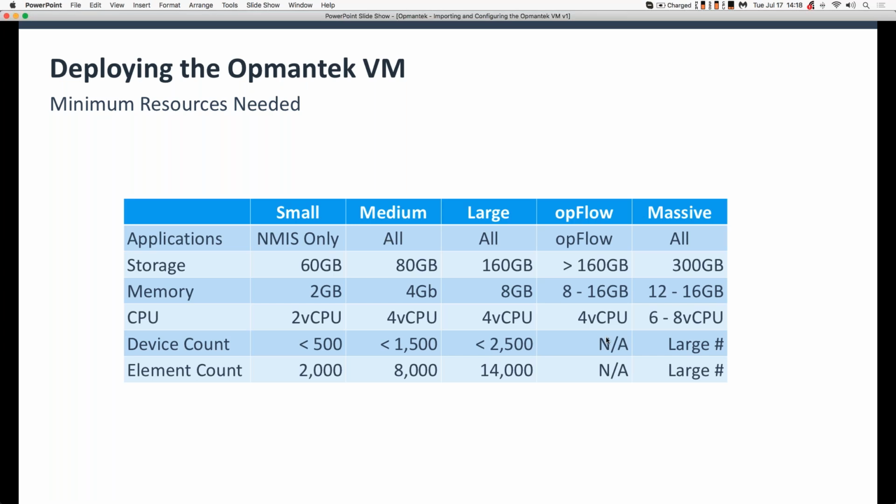opFlow is a little different than the applications themselves. opFlow generally, you want to start with something greater than 160 gigabytes of storage, and anywhere from 8 to 16 gigabytes of memory, and at least 4 virtual CPU. Although frankly, I would really recommend somewhere between 6 and 8 CPU. opFlow tends to be more memory intensive than CPU, but if you want to be able to spawn multi-threads and handle multiple flows at once, and process all of those, then you need to have more CPU as well.